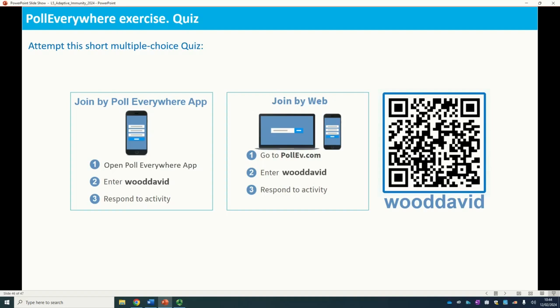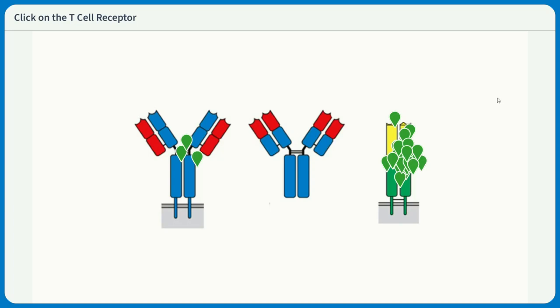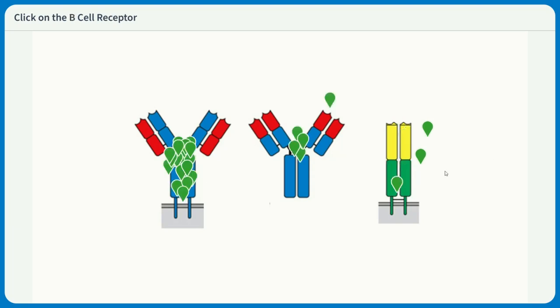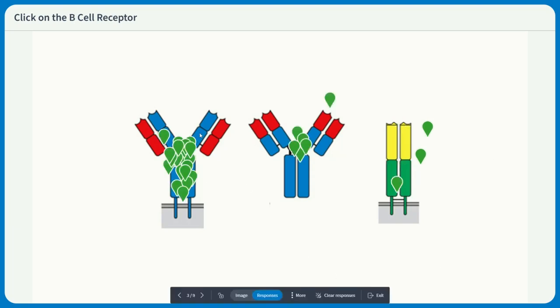Click on the T cell receptor. This one is the T cell receptor. This is the B cell receptor over here. So for the T cell receptor, it looks like the majority of you got it. Click on the B cell receptor. It's this one. A little bit of a trick. This is an antibody. So we're looking at the B cell receptor because it's associated, it's membrane bound.